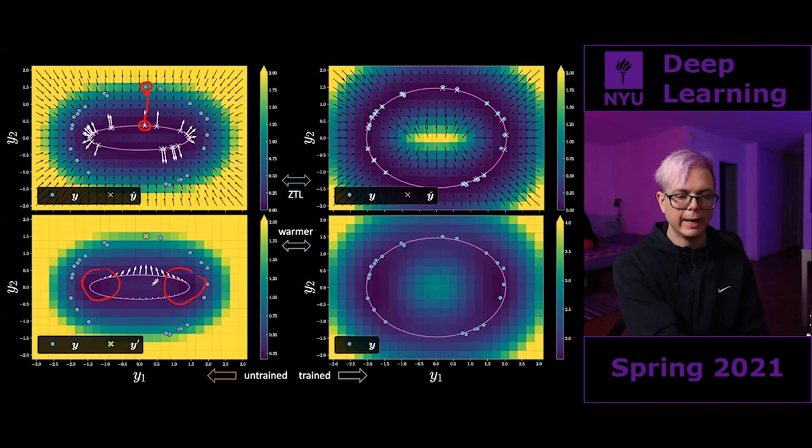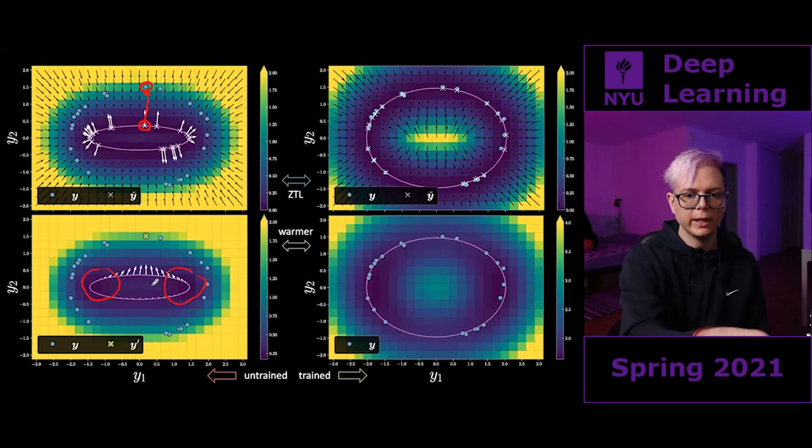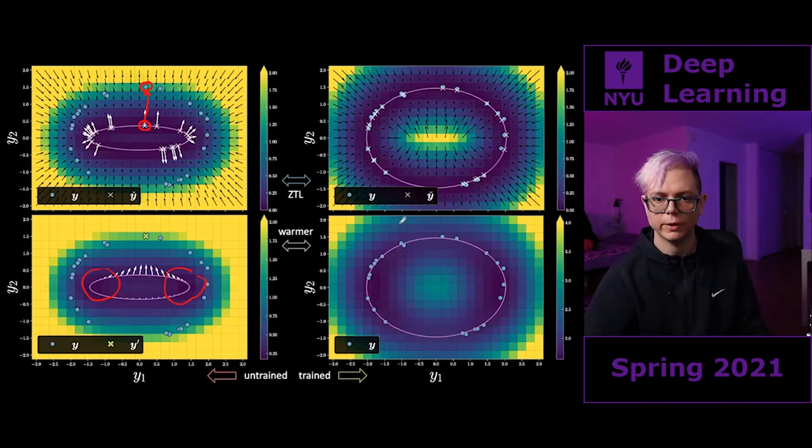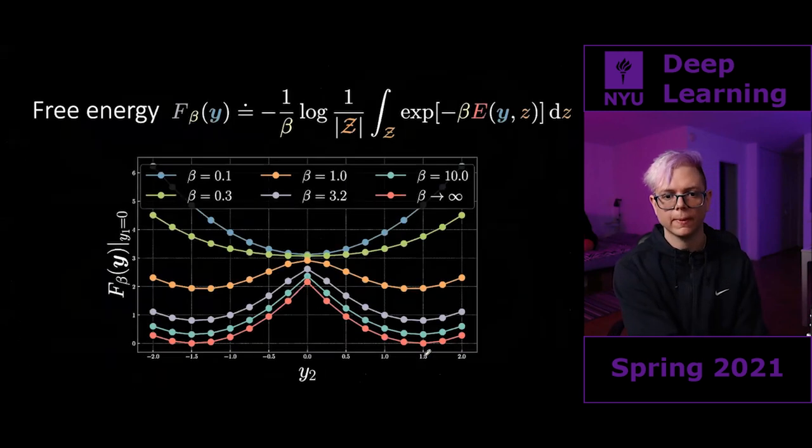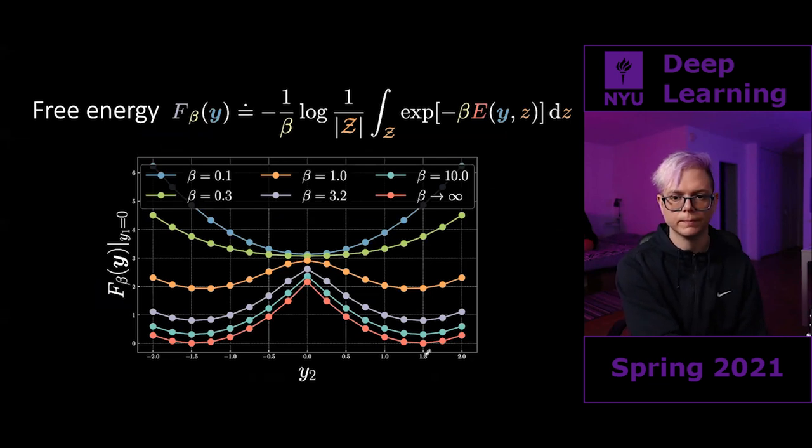I'm going to show you what you get if you take a cross section of this one over here. Let's take a cross section like this, and you're going to get the following. This is the cross section using different values of beta.